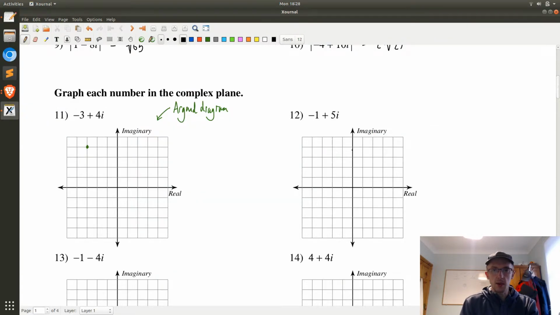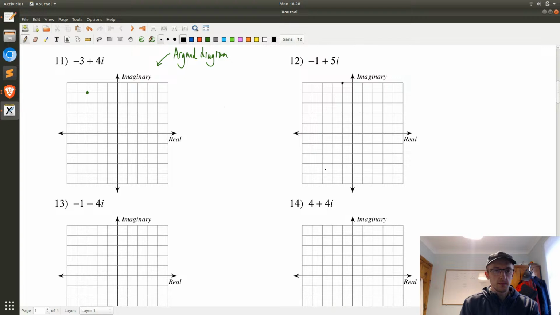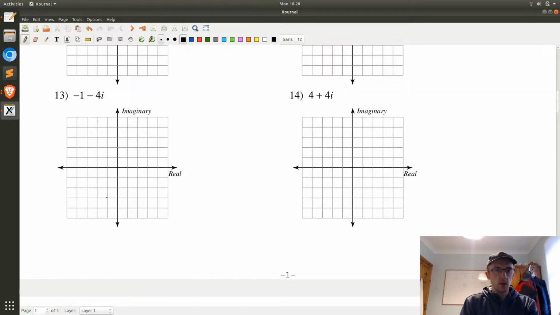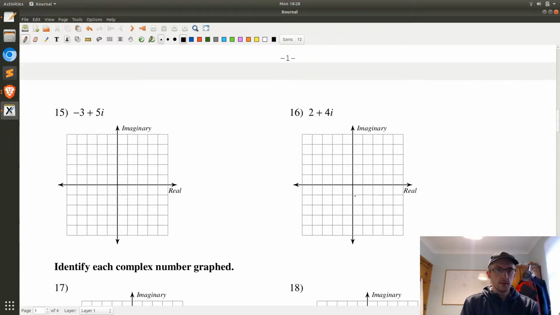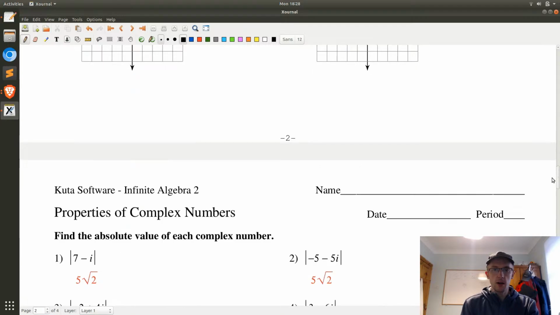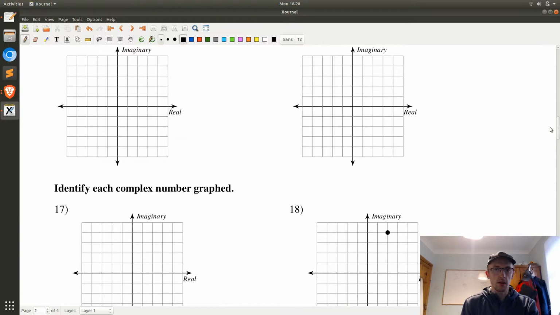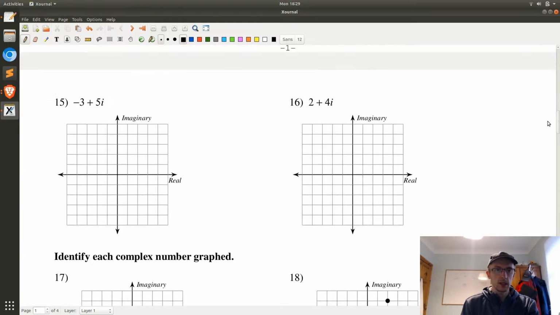Okay, continuing. -1 add 5i, that's just going to be here. -1 take 4i, down there. 4 add 4i, right there. Let's make sure that we're doing this right. We don't have to do arrows, do we? No, apparently not. That's fine. -3 add 5i. 2 add 4i.